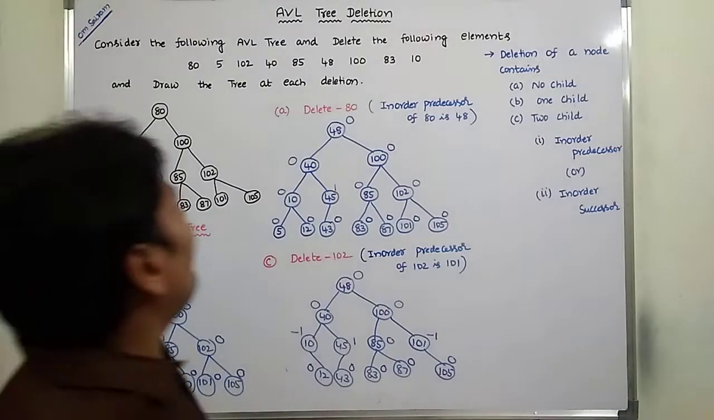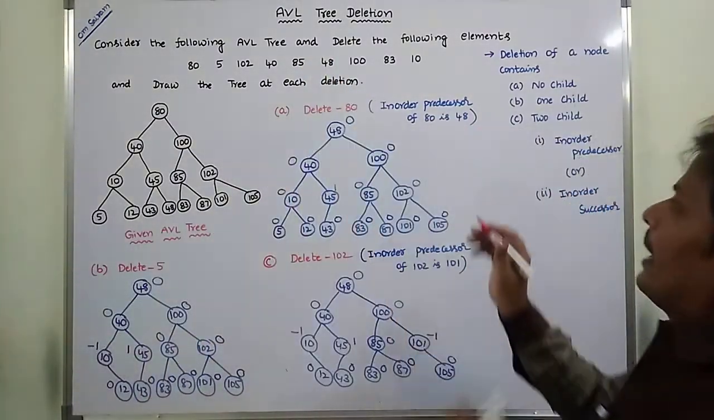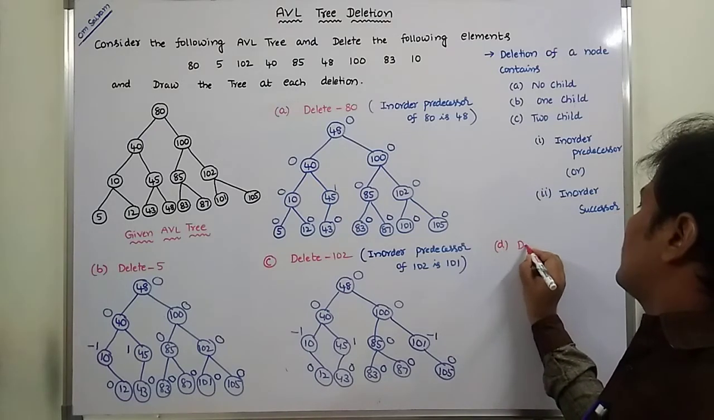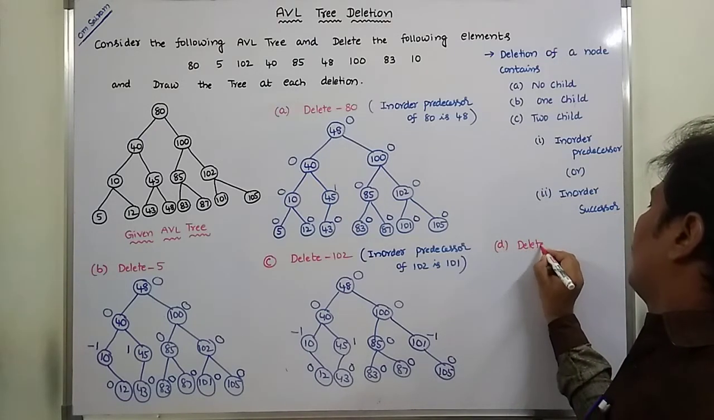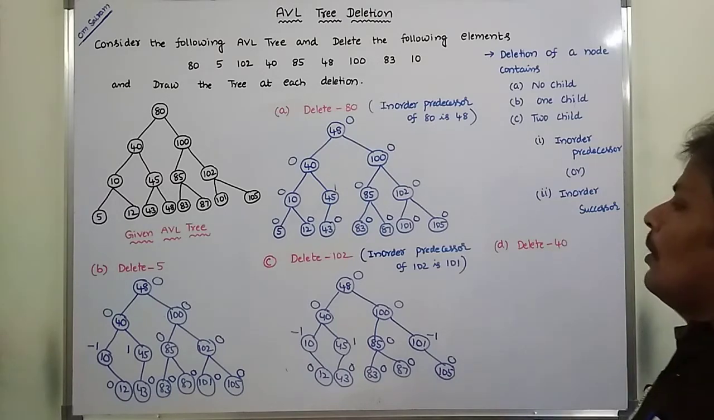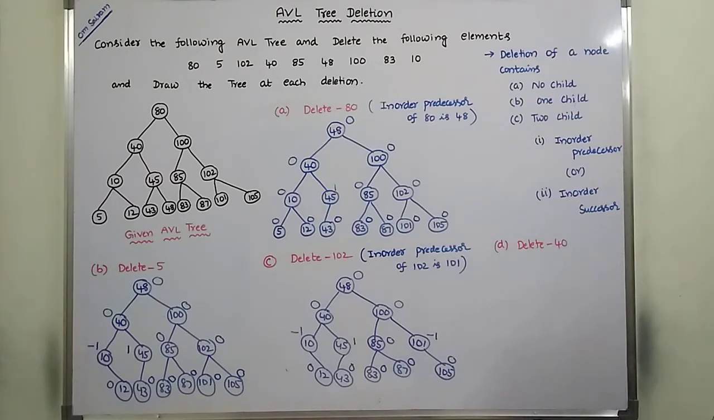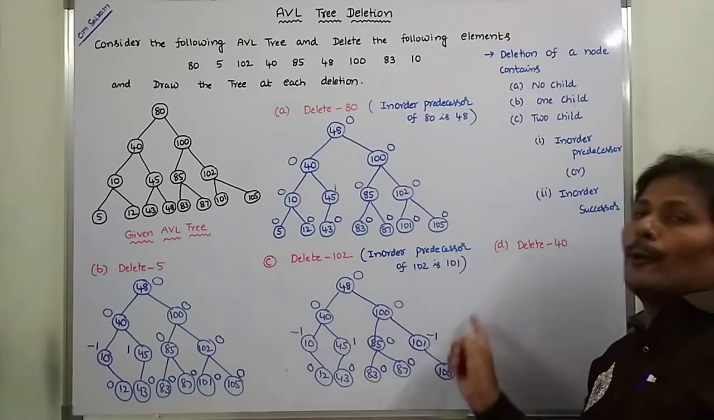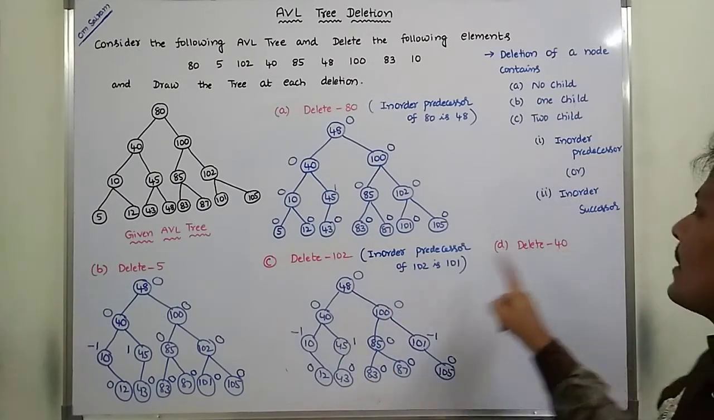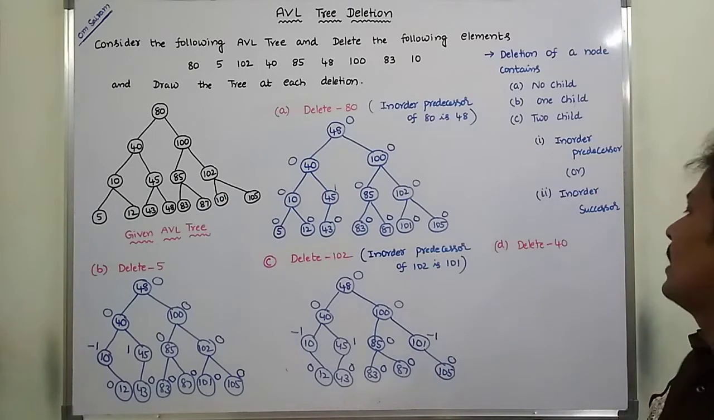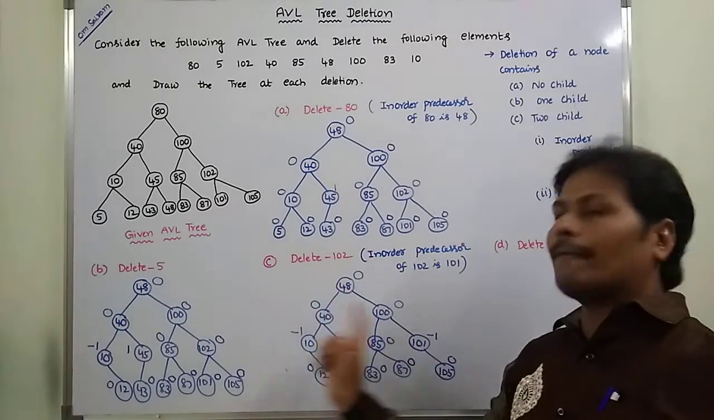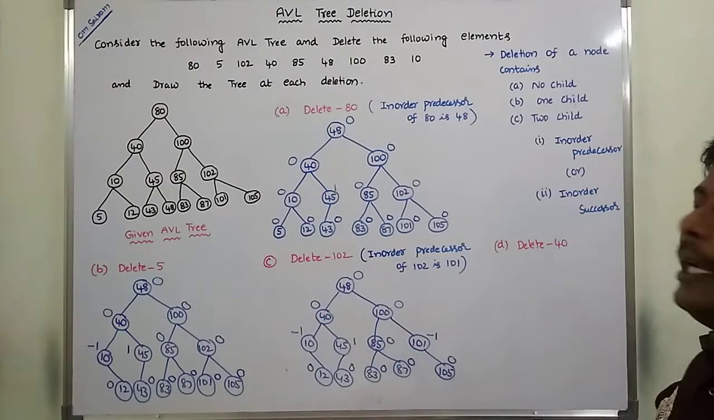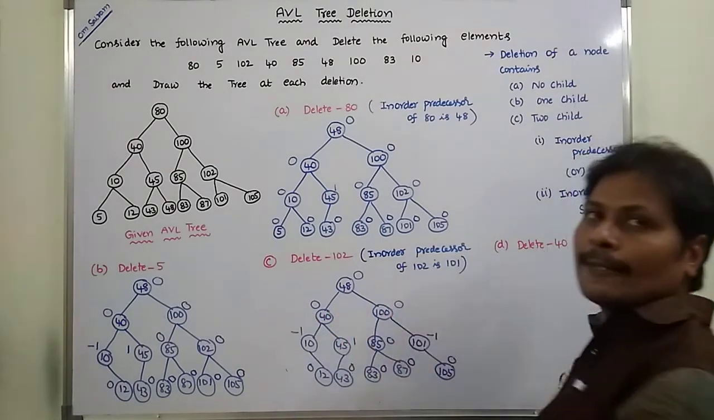Now the next element we have to delete is 40, the fourth one. So delete 40. First we have to check where the node 40 is in this tree. 40 is compared with 48. It is lesser, so go to the left subtree. 40 is compared with 40. Both are equal. Our deleted element is found.